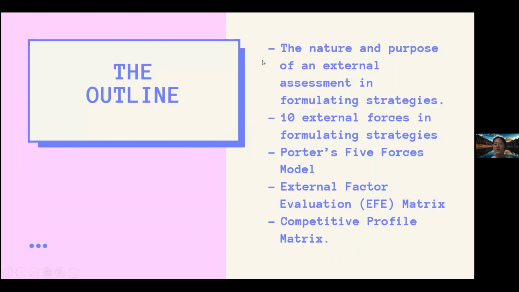Without further ado, the outline of this chapter is, first, the nature and purpose of an external assessment in formulating strategies, and there are 10 external forces in formulating strategies. Also, there are Porter's Five Forces model and the External Factor Evaluation, or EFE, matrix, and the last is the Competitive Profile Matrix. This is the case study of Nestle. So we jump into the first.